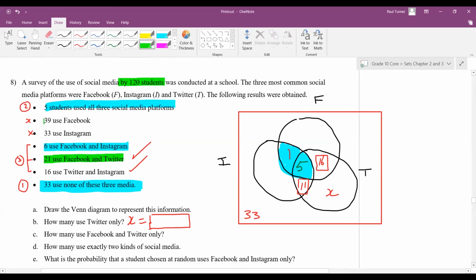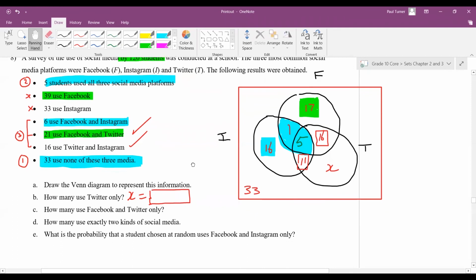39 use Facebook. And Facebook includes all of these numbers here. So what do you get for this area here, this part? 17. Yeah, 17. Because when you add those 4 numbers, you should get 39, right? Yep, 39. What about here for Instagram only? What goes? 16, yeah. 16 here. And when you add them all up, you should get 120. That can enable us to get X.